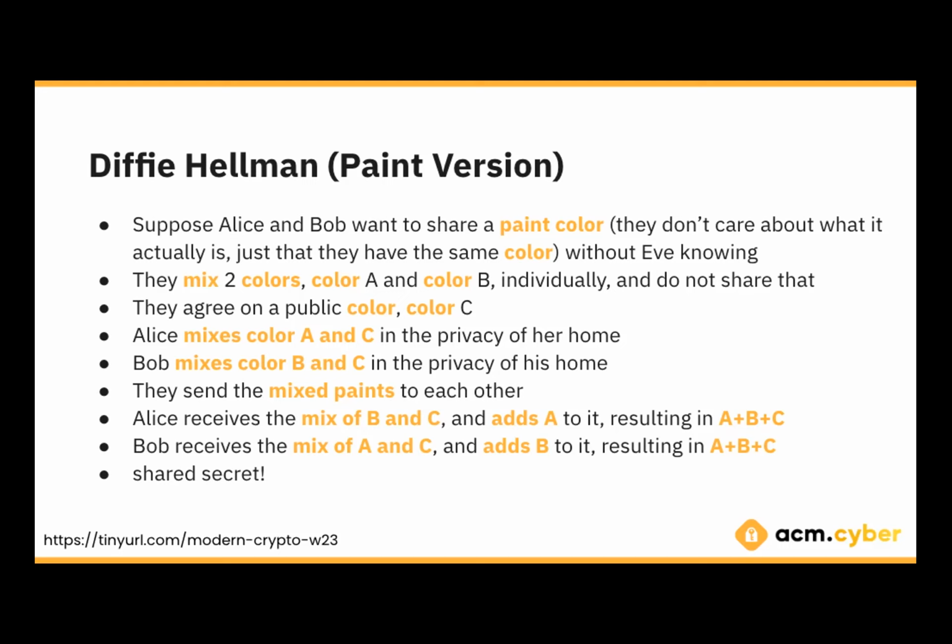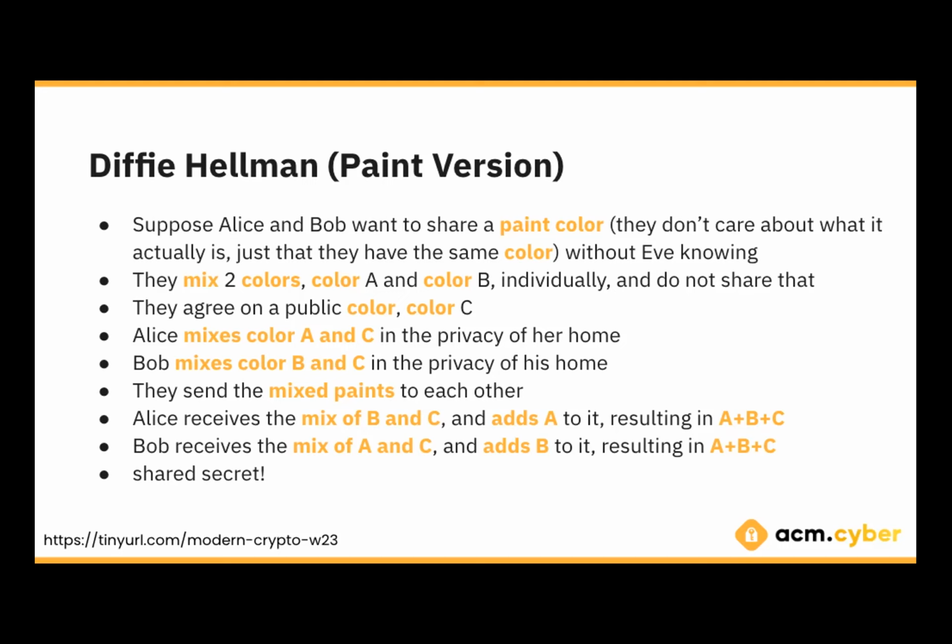When Alice gets B and C, she adds A to it because she has it. So she gets A and B and C. And when Bob gets A and C, Bob adds B to it. So he also gets A and B and C. So now they arrive at this shared secret.